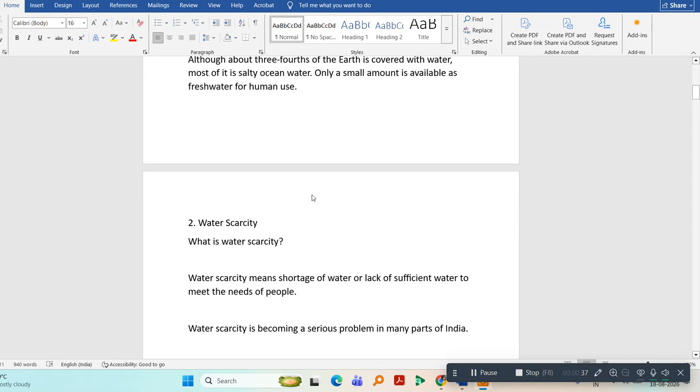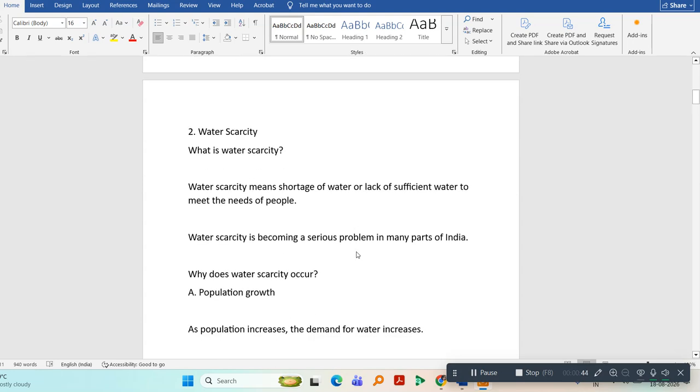Water scarcity. Water scarcity means shortage of water or lack of sufficient water to meet the needs of the people. Water scarcity is becoming a serious problem in many parts of India. Why does water scarcity occur?